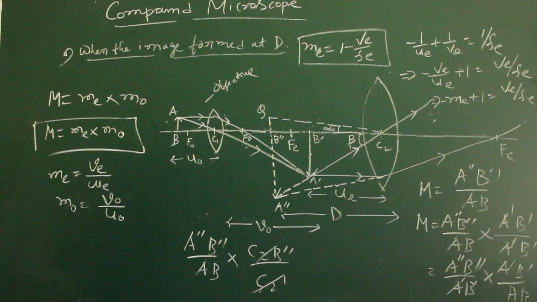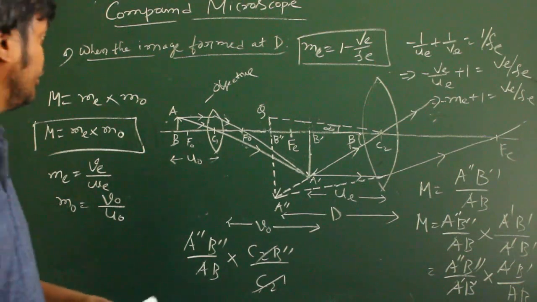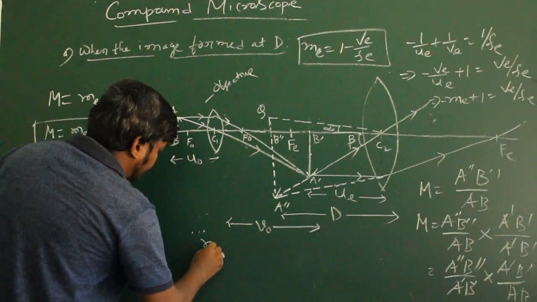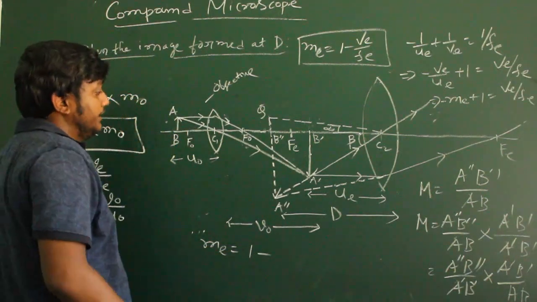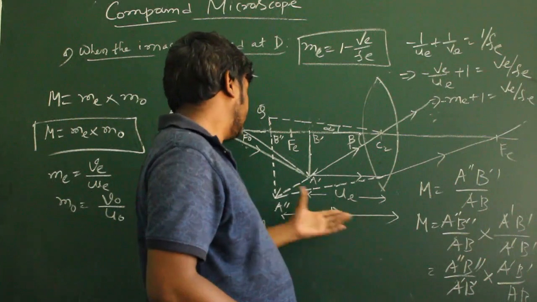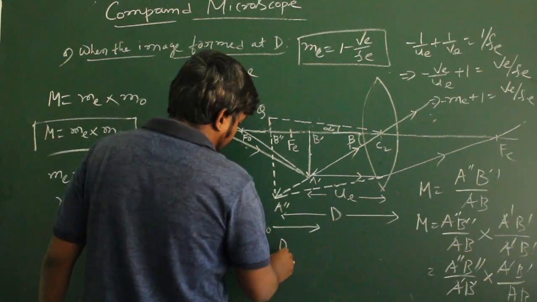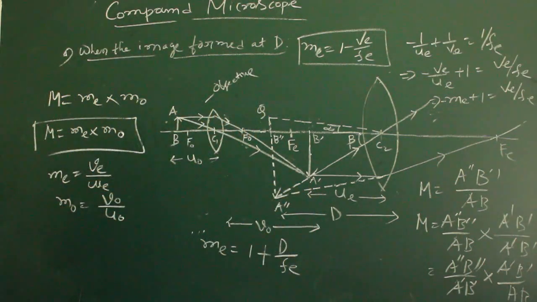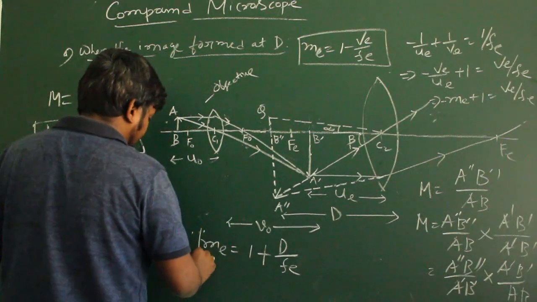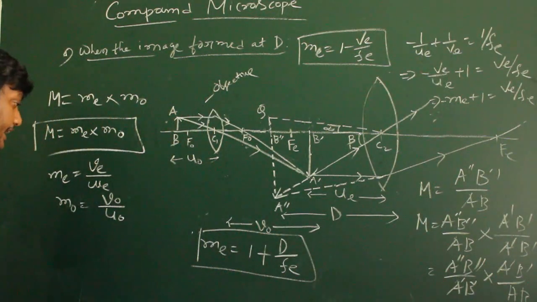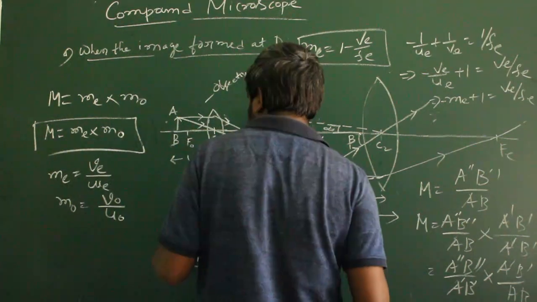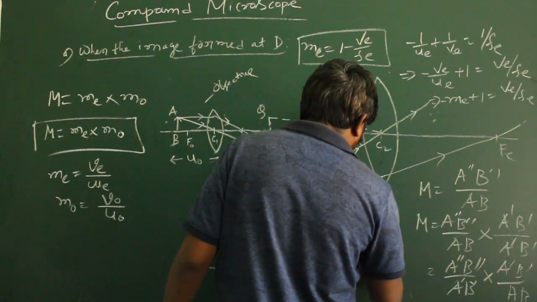ME equals 1 minus VE by FE. Now using sign convention, VE is minus D, so it will be 1 plus D by FE, since FE is positive. So ME equals 1 plus D by FE. And M naught will be minus V naught by U naught.